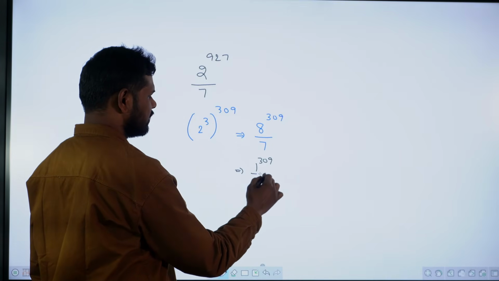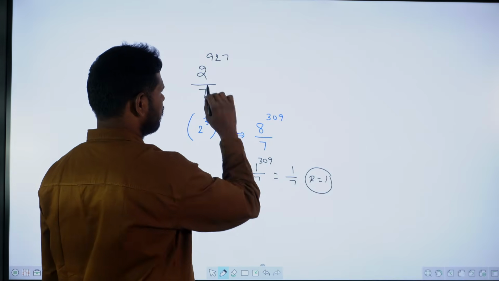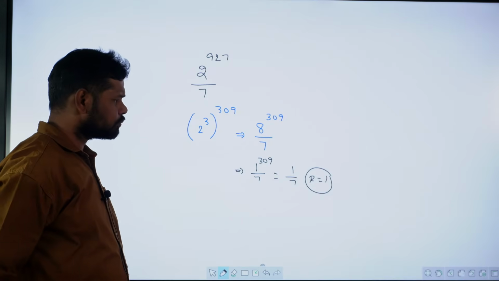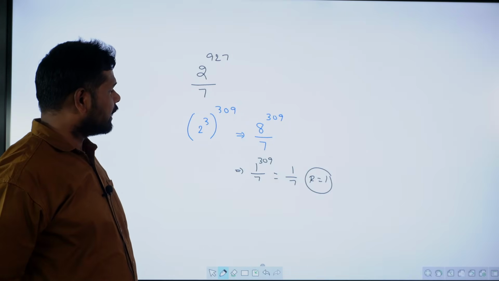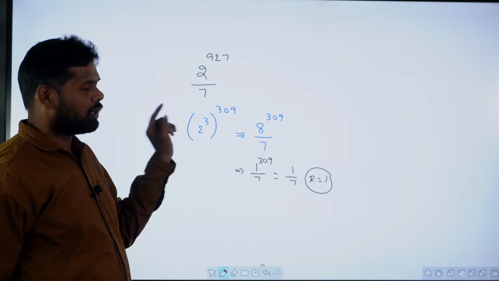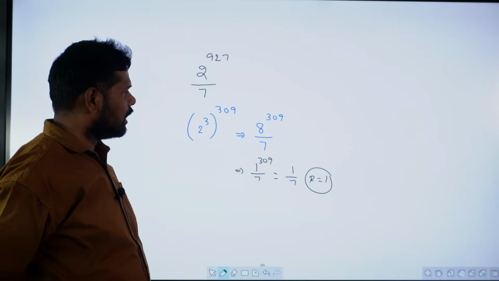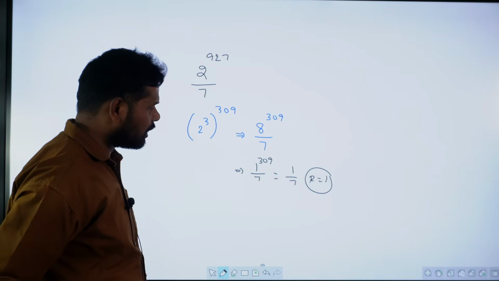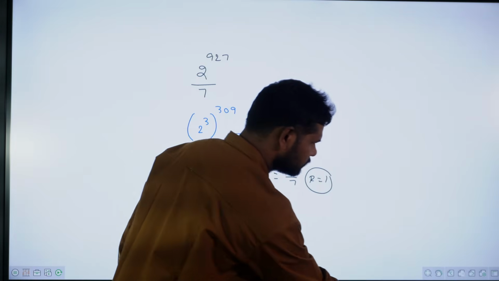1 power 309 by 7, 1 power anything is 1, so the remainder is 1. For this question, the remainder is 1. That's it. Here 927 is an exact multiple of 3, so it is very easy. Otherwise, if it is not a multiple of 3, then how are we going to solve it? That we also discuss here.